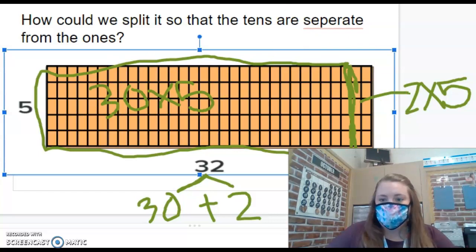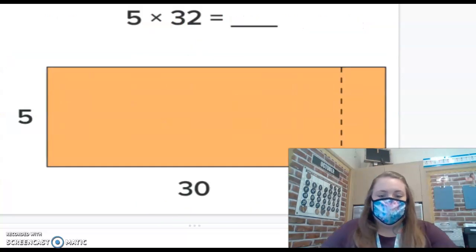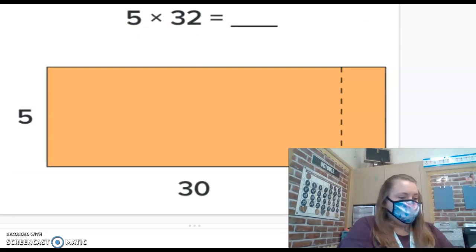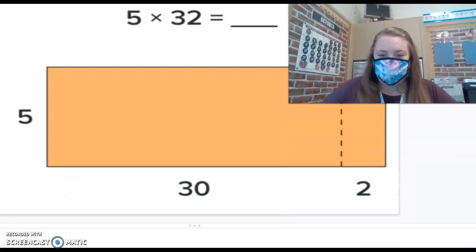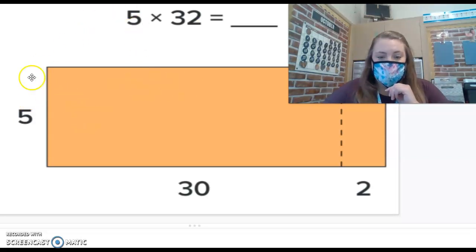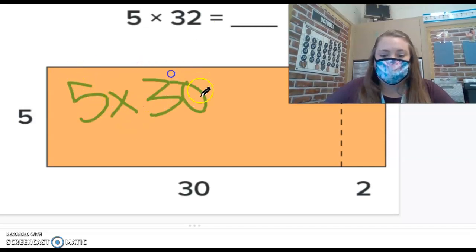So I'm going to take away the boxes, the little tiny ones, and we're going to clean it up a little bit so we can see it a little bit clearer. Oh, sorry about that. Okay, so now we have this right here. So we have 5 groups of 30 and then 5 groups of 2. So right here we would do 5 times 30 and now 5 times 2.